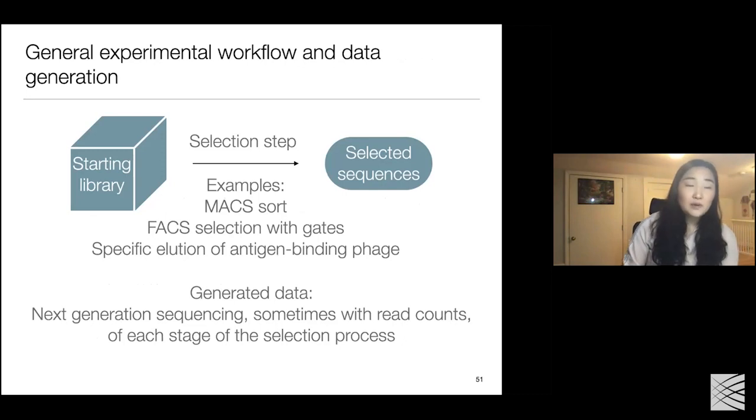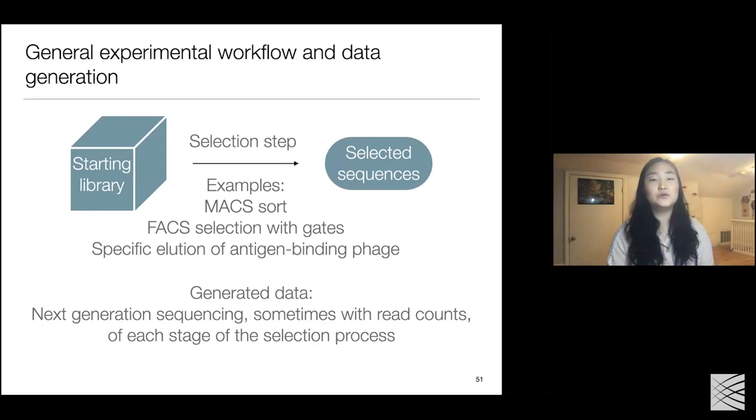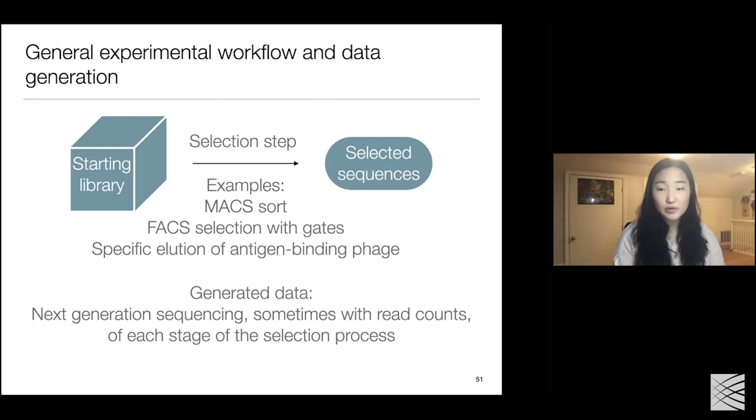The general experimental workflow for these experiments is as follows. You have a starting library of sequences, and then you do multiple selection steps with MACS selections or FACS selections with gates, or specific elution of antigen-binding phage, for example. And then you end up with a pool of selected sequences. The kind of data that we get from these experiments is next generation sequencing, or NGS, data, sometimes with read counts and sometimes not, at each stage of the selection process.